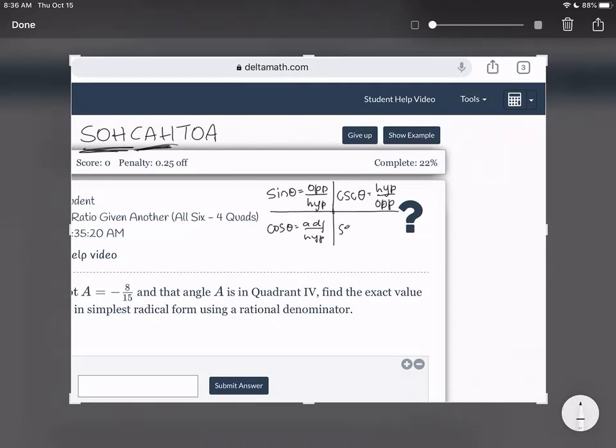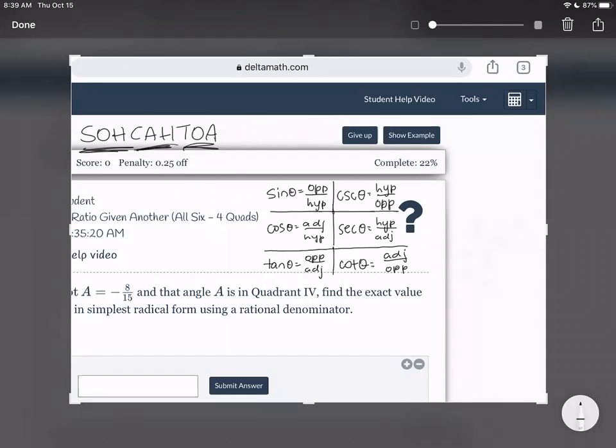According to SOHCAHTOA, we have cosine is adjacent over hypotenuse, and the reciprocal of cosine is secant. So we just flip it over: hypotenuse over adjacent. Okay? And last but not least, we have TOA, so tangent is opposite over adjacent. And when you reciprocate that, you get cotangent, so we just flip it around as adjacent over opposite. Okay, I'll give you guys some time to write this down. So I'm going to pause the video.